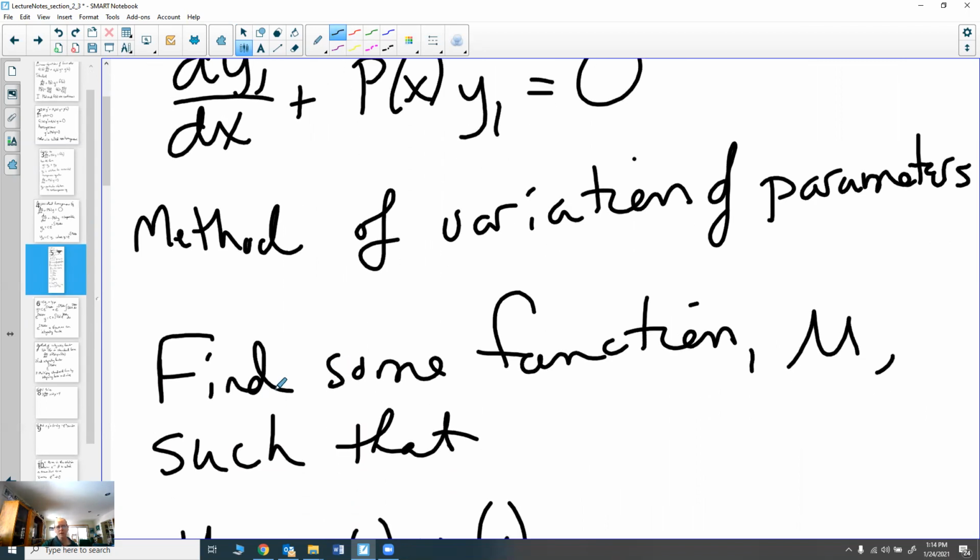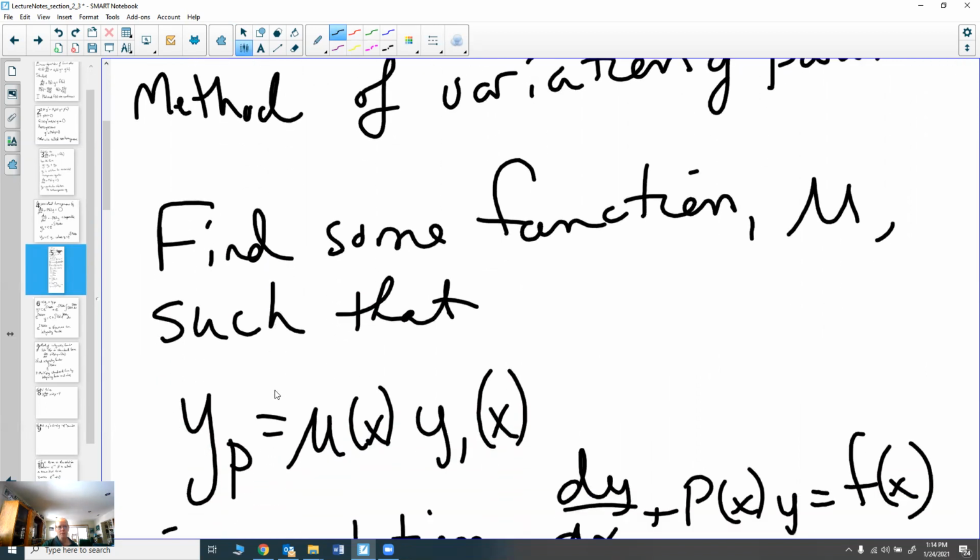So we're going to find some function mu such that y sub p equals mu of x times y1 of x. In other words, we're going to in a way guess what that mu of x is. And then your y sub p is that function we guessed at, or discovered, I should say. I won't call it guessing because it's not really like you're just going to pick one and try it. We're going to actually discover what that mu of x is. And then we're going to multiply that by that y1, that homogeneous solution, that y sub c part of the solution. And that will give me my particular solution.